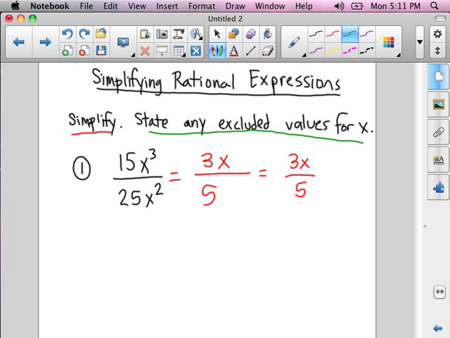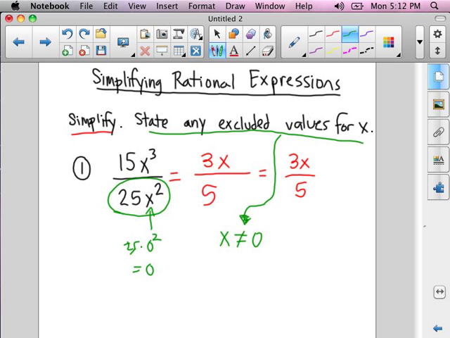So I need to figure out what number I can plug in for x to make this equal 0. Well, if I plug in a 0 for x, I get 25 times 0 squared, which is 25 times 0, which equals 0. That's really bad. If I plug in a 0 for x, I just divided by 0. So I need to exclude that value and say x can't equal 0. So the excluded values basically means make a list of what numbers you're not allowed to use for x. In this problem, if you plug in a 0 for x, you will divide by 0, which is bad.